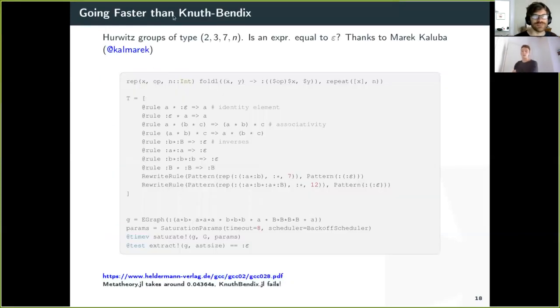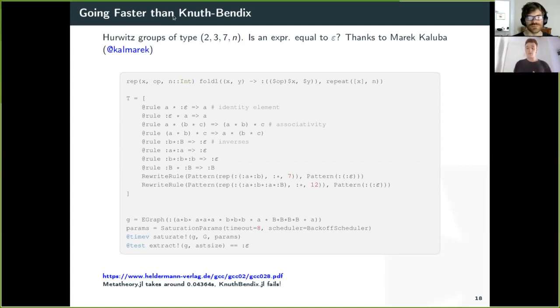Okay, so the last example I'm going to show is a comparison with the Knuth-Bendix algorithm for a simple group theory problem that Marek Kaluba, a mathematician, suggested to me from the Julia community. So is an expression equal to the identity element in a group? We consider a particular kind of groups called Hurwitz groups of type 2, 3, 7, and n, where n is a parameter. And we develop a set of rules.